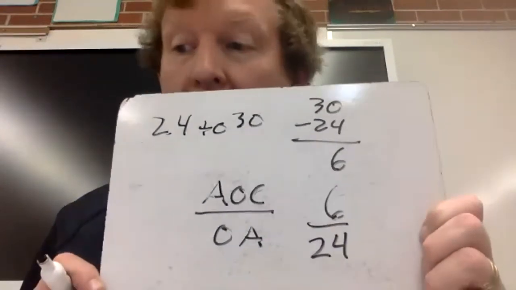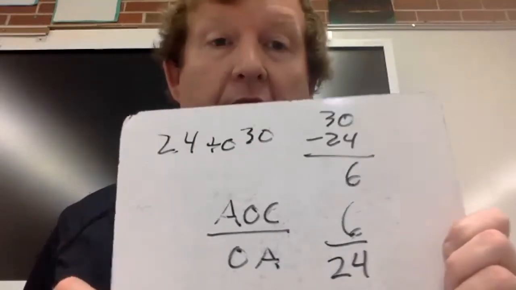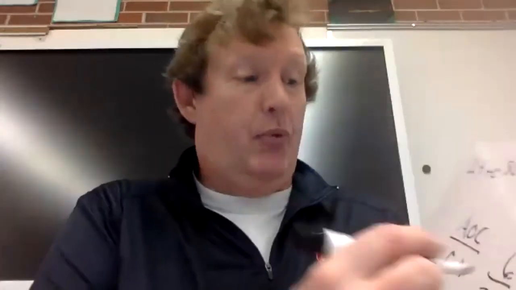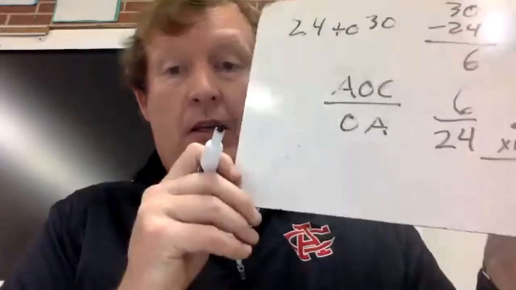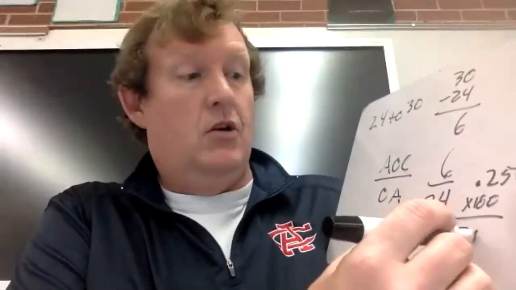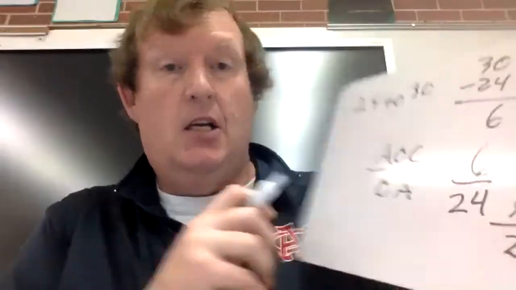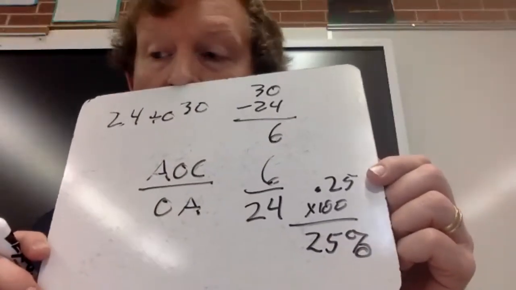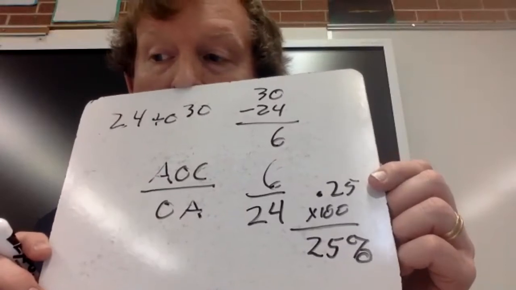Okay, and you got the decimal answer, but they want to know the percent. So after we do 6 divided by 24 and get 0.25, we have to multiply it times 100 to get our percent. 25%. Make sure we put our percent sign with that. The answer to number 15.